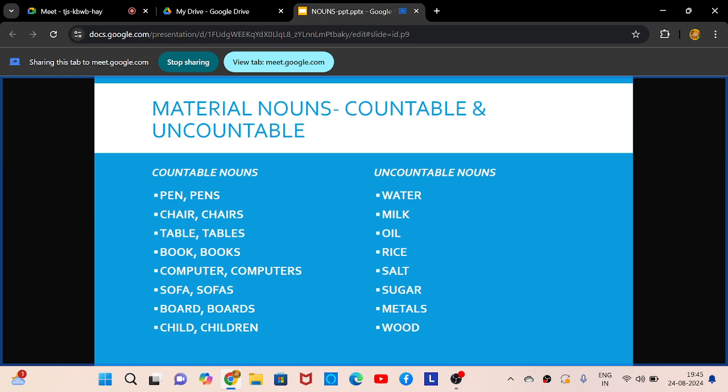Whereas for uncountable nouns there is only one form. There is no singular or plural, just one form is there. For example, water, milk, oil, rice, salt, sugar, metals, wood.